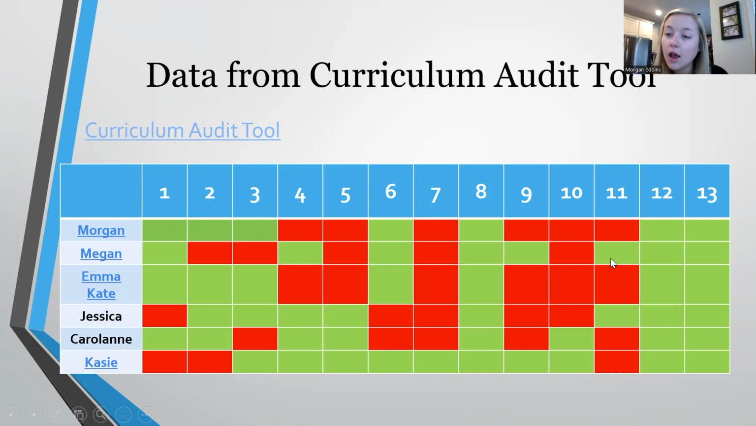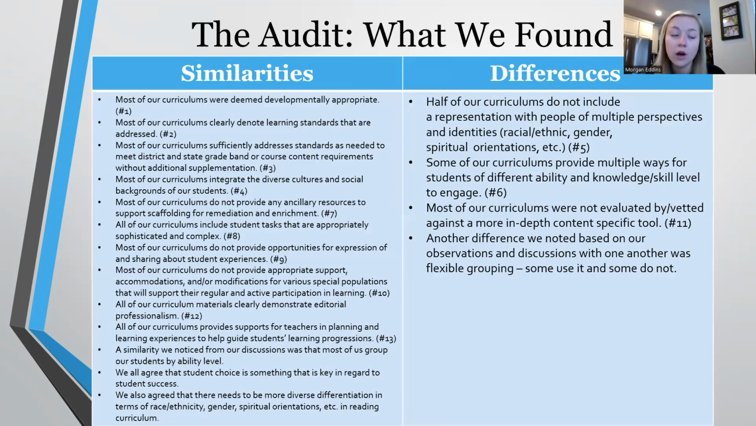And number 11 was that most of our curriculums were not vetted by another resource, which is really talking about the professionalism of it. Are these curriculums ones that we can use in a positive way and feel good about using with our students? And most of our classrooms do not see that. So when we look at the audit and what we found, we created a chart of the similarities between our curriculums and the differences we saw, and how when we looked at that research from Baumgardner and our literature review, was our curriculums matching up with what differentiation is and how that looks in a classroom.